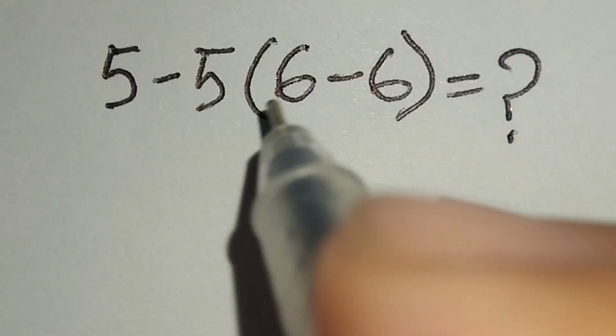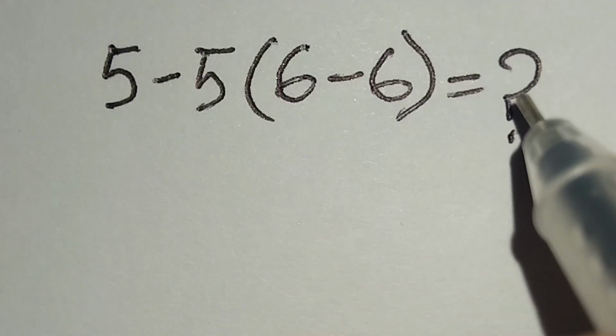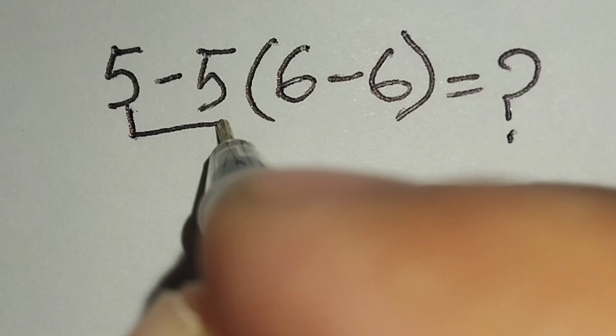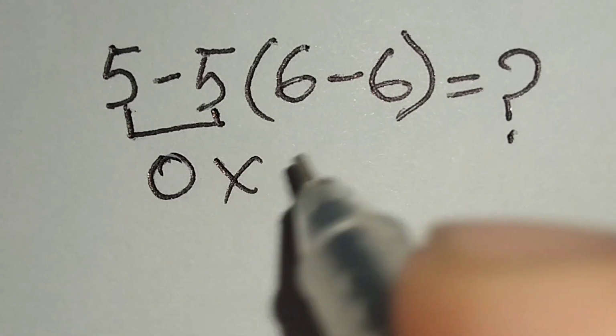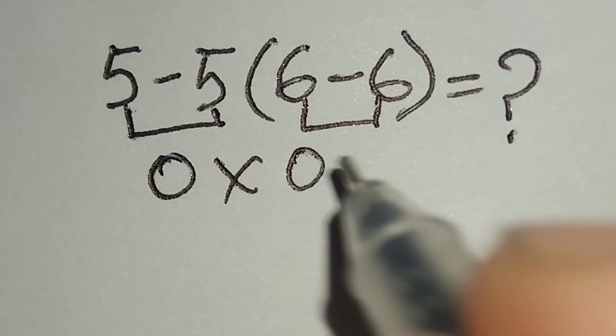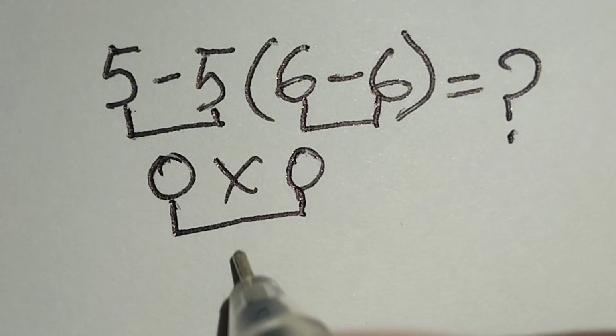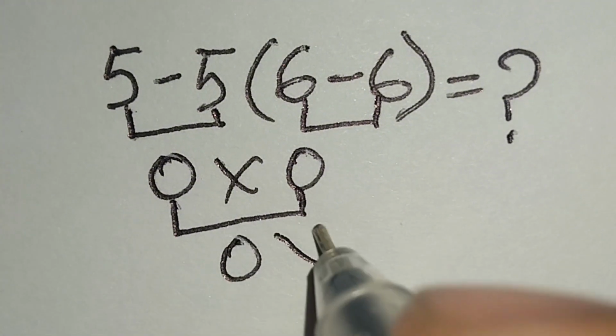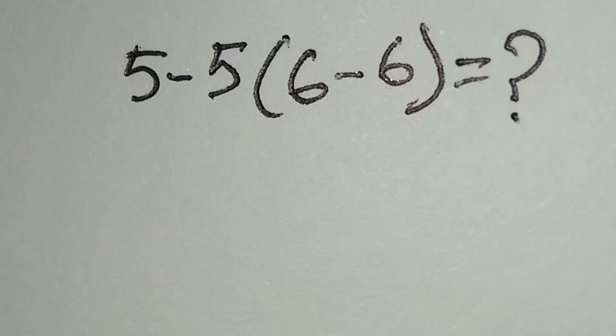5 minus 5 bracket 6 minus 6 equal what? Here 5 minus 5 gives us 0, multiply this 6 minus 6 gives us 0. 0 multiply 0 gives us 0. But this answer is not correct. Now I will apply PEMDAS rule to solve this math correctly.